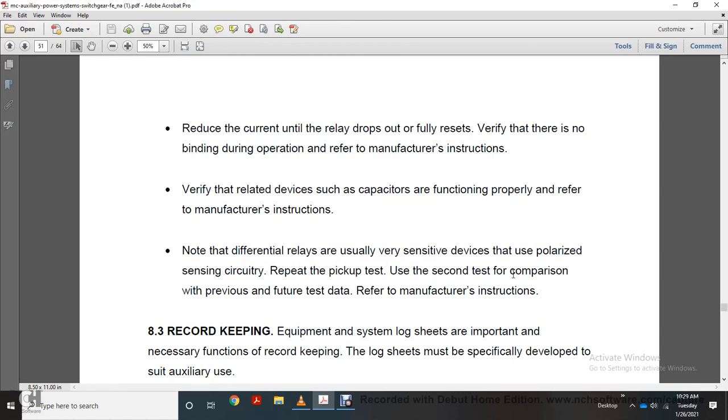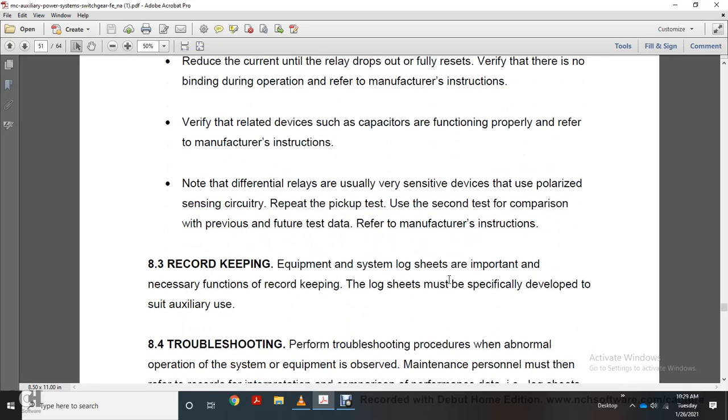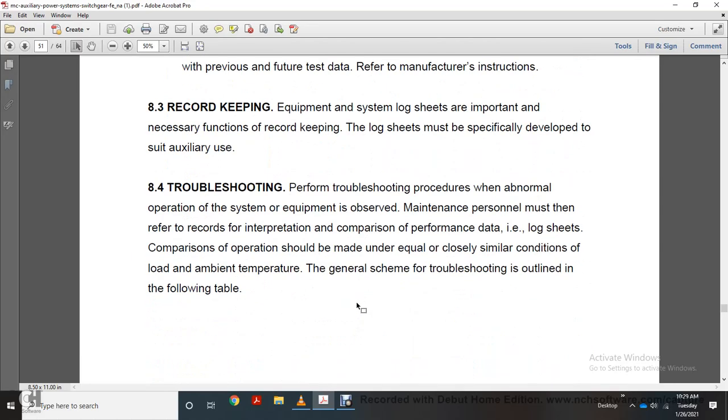Repeat the pickup test. Use the second test for comparison with the previous test data. Refer to manufacturer instruction. 8.3 Record keeping. Equipment system log sheets are important for the necessary function. Record keeping log sheets must be specifically developed to suit the auxiliary use.